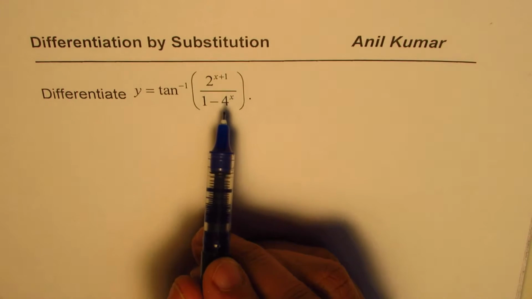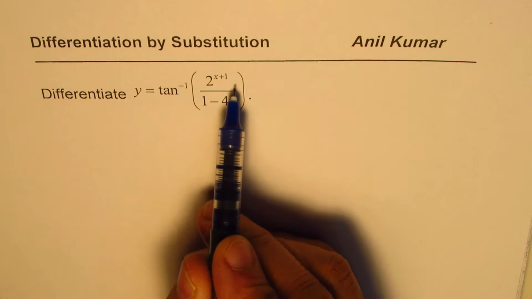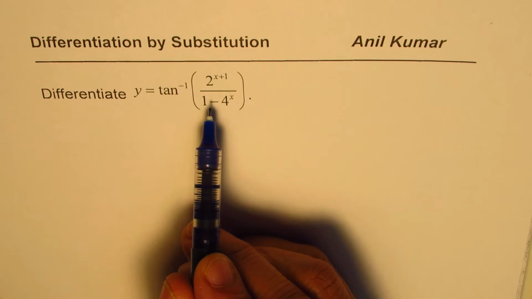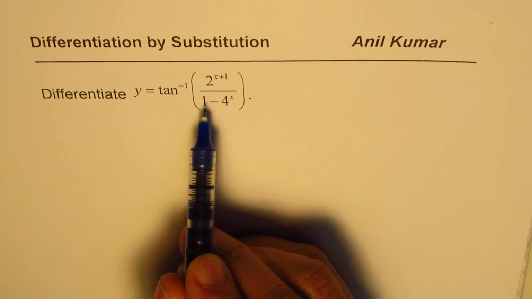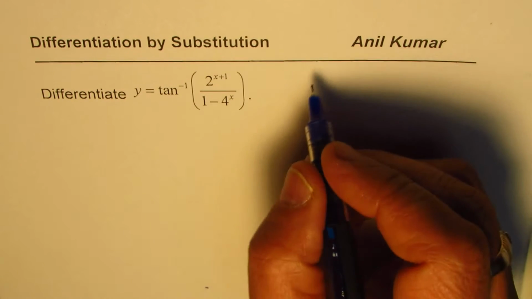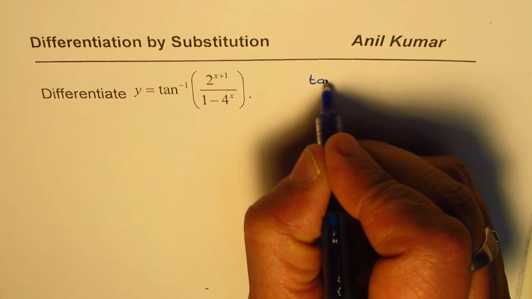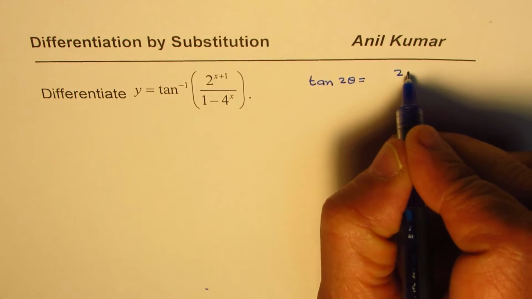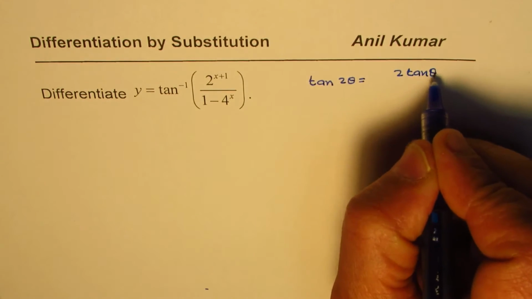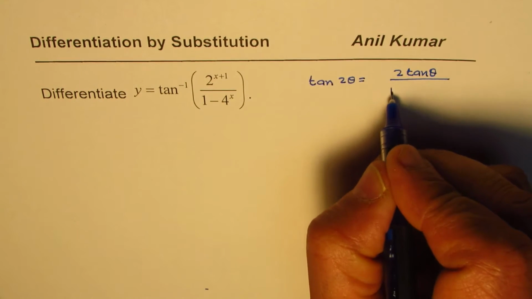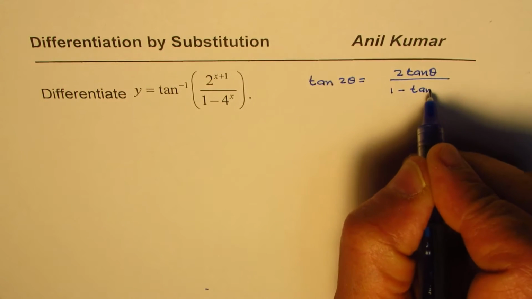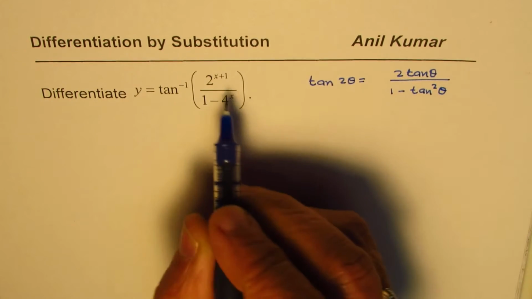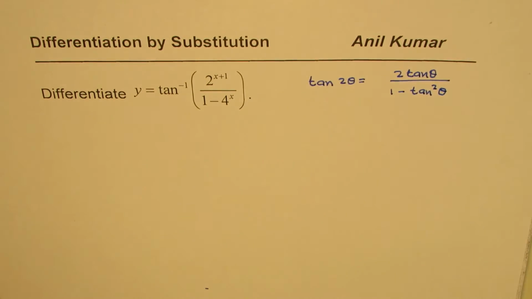Now the idea is, within this bracket we need to get something in tan. If you have explored formulas for tan, you will notice that we do have a formula for tan which is kind of like this: tan 2 theta is equal to 2 tan theta over 1 minus tan square theta. So we'll try to write this in that form.